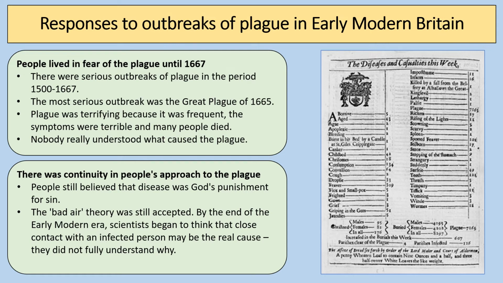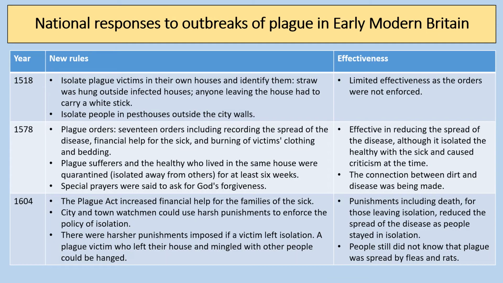So there's a lot of continuity in attitudes to the plagues during this time. Now, one of the big changes in the early modern period is that we start to see government getting more actively involved. So remember in medieval times, the very famous order from King Edward III to the Mayor of London in 1349 to order their streets be cleaned up, and really not a lot else was done. There's more national responses to outbreaks of plague in the early modern period.